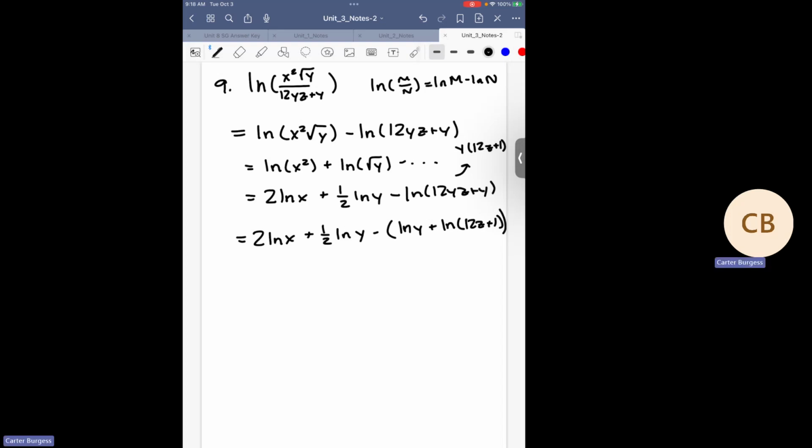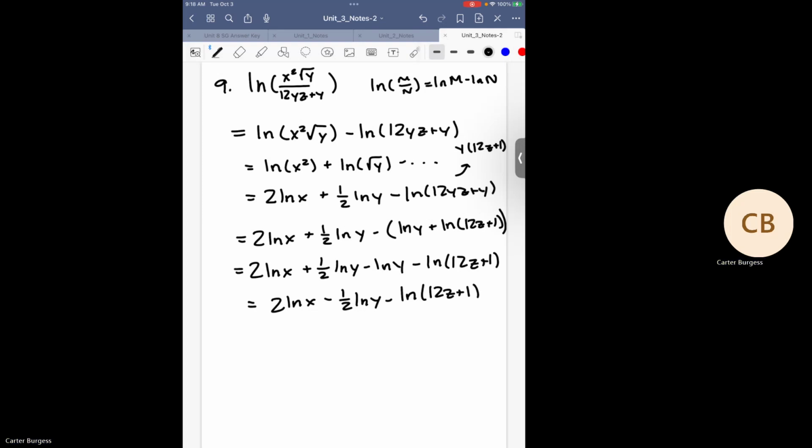That negative does in fact distribute, and so I get 2 ln of x plus 1/2 ln of y minus the ln of y minus the ln of 12z plus 1. And we could combine some like terms here. So this would be 2 ln of x minus 1/2 ln of y minus ln of 12z plus 1. Just noticing that these two, in fact, can simplify.